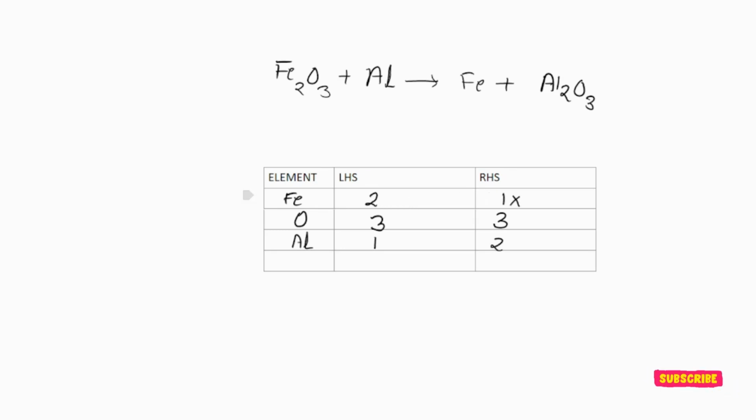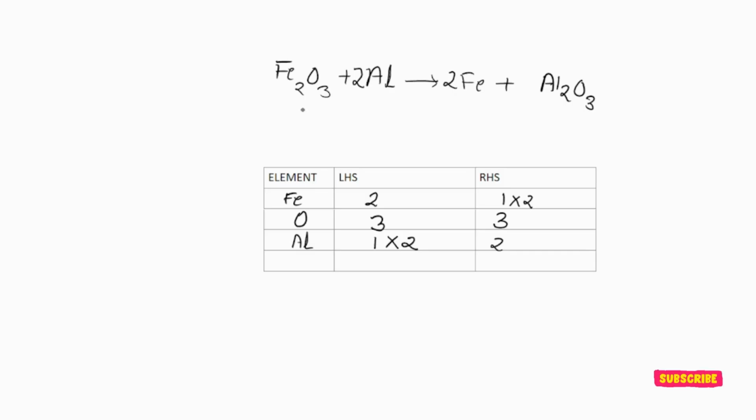So I need to multiply this by 2. Right. So I have written here 2. Now iron is balanced. Yes, iron is balanced. Oxygen 3, 3 already balanced. See aluminium. Aluminium is 2 on right hand side. Here it is 1. So I need to multiply this by 2. And I will write here 2.